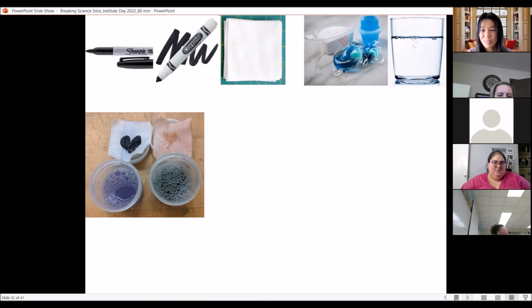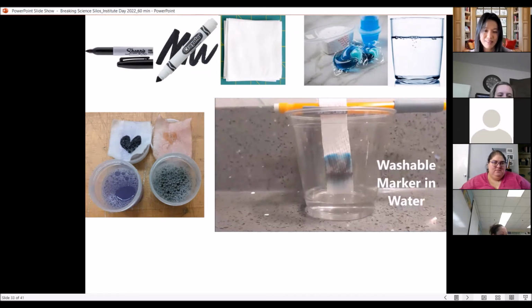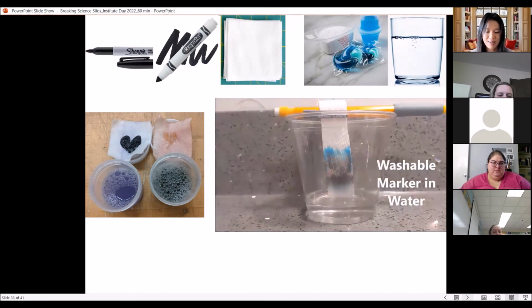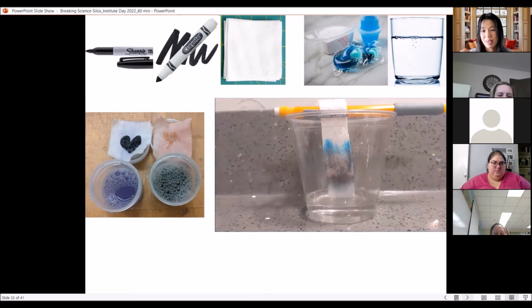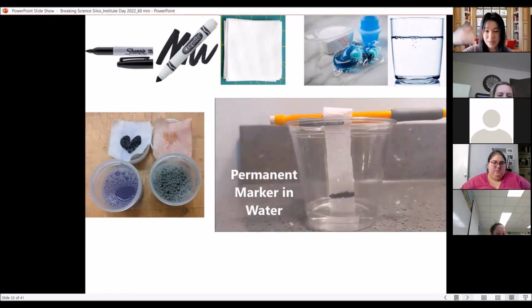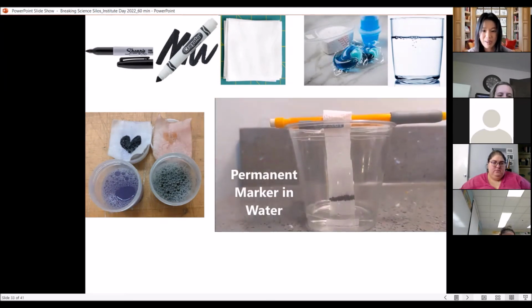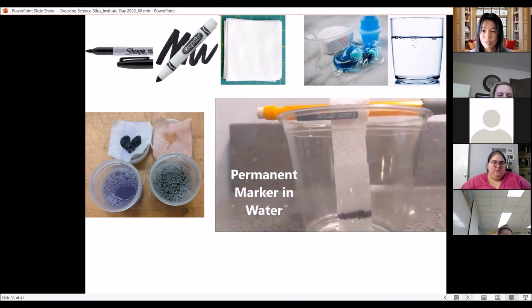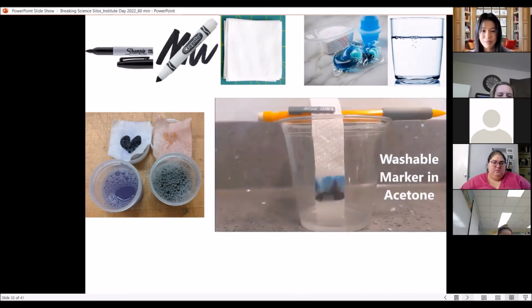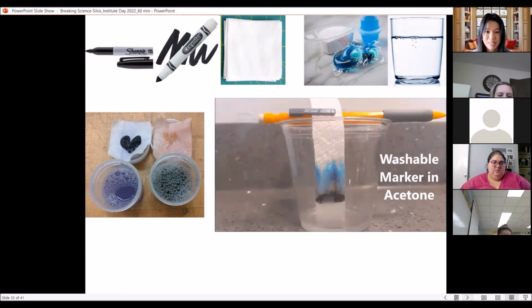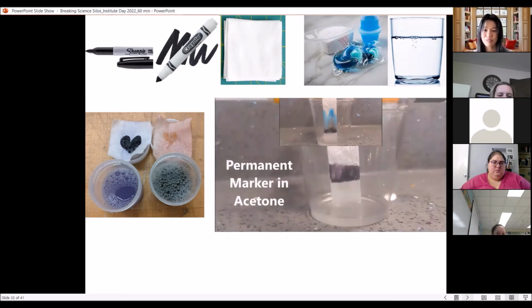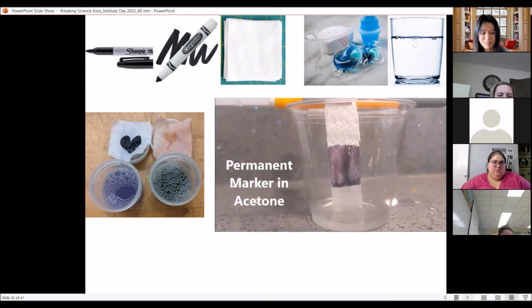All right. If you wanted to, you could also relate this activity to the classic paper chromatography lab, right? And have students explore how a marker separates in water or in a different solution such as rubbing alcohol or acetone, and how that compares to its behavior when left in laundry detergent, right? I've done this with a wide range of students from middle school to AP chemistry.